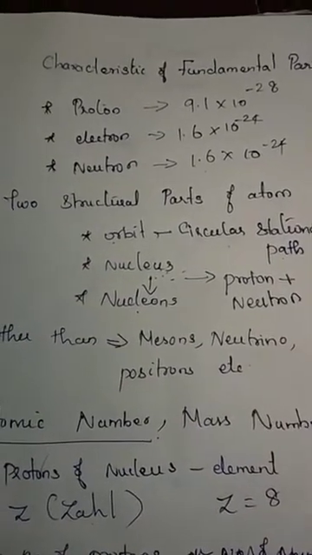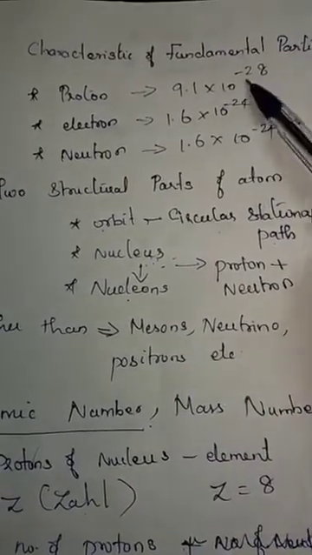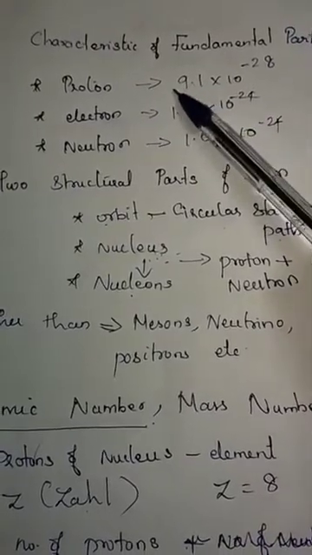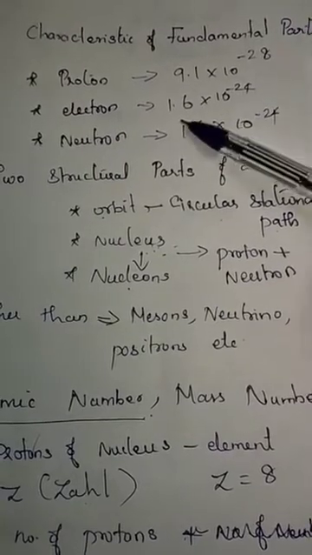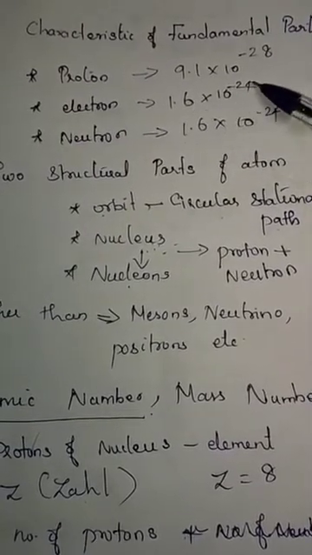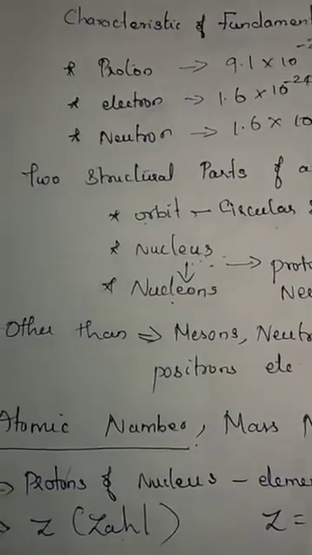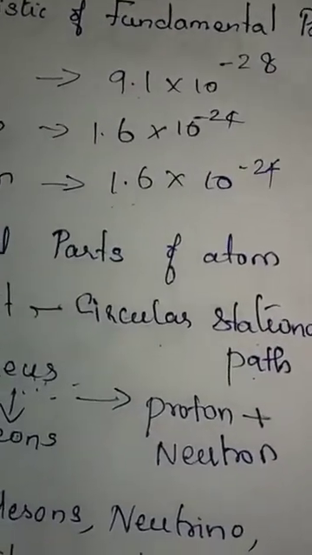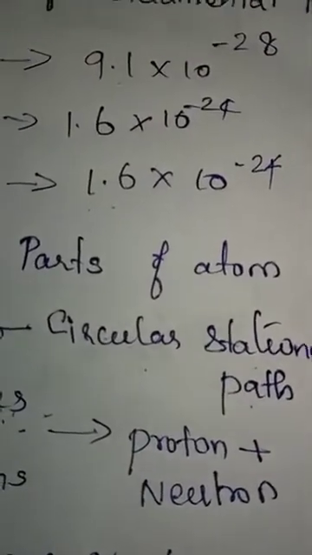So, proton, electron, neutron. The charge you also know, isn't it? Now mass, it is expressed in grams. Nearly, proton is 1.6 into 10 raised to minus 24 gram, electron 9.1 into 10 raised to minus 28 gram, neutron 1.6 into 10 raised to minus 24 gram, isn't it? I said the mass of electron is negligible. The mass of electron is negligible.